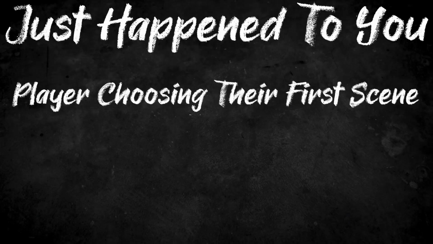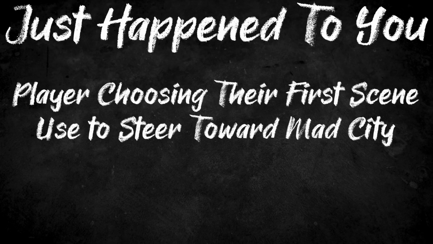What just happened to you? This question is fairly easy to see how to use. It is quite literally the player telling you how they want their game to begin. This scene should be open-ended, with some kind of stressful stimulus allowing you to interpret it and begin to introduce the character to the mad city.